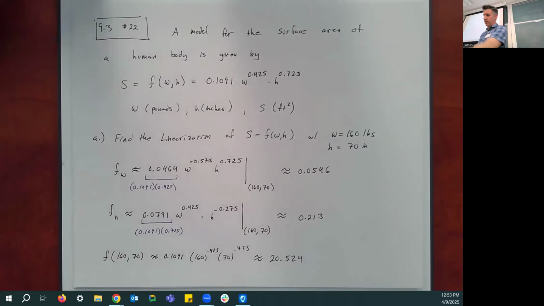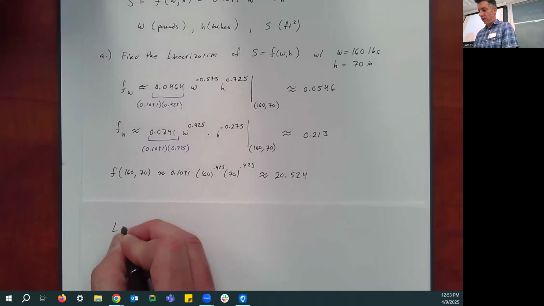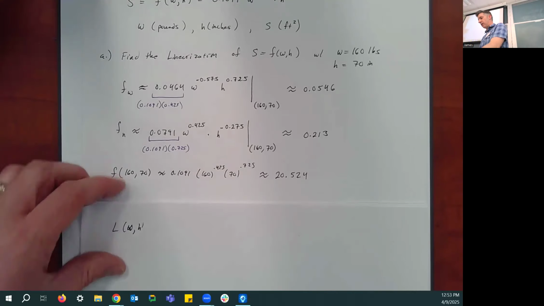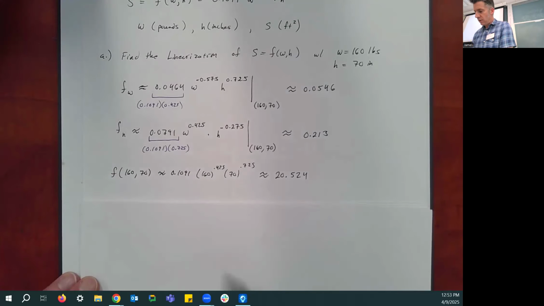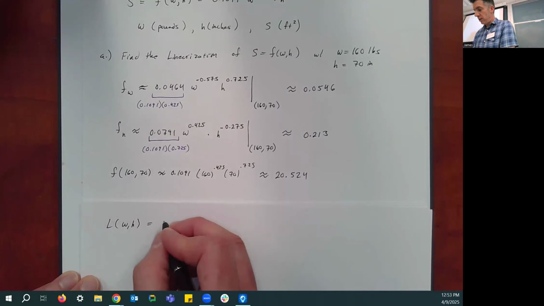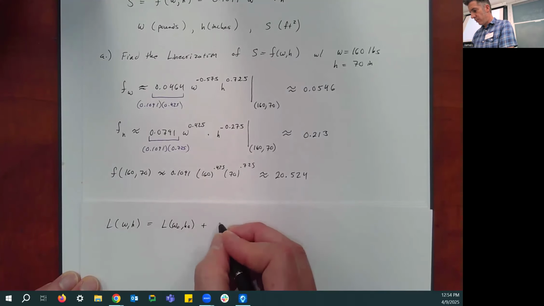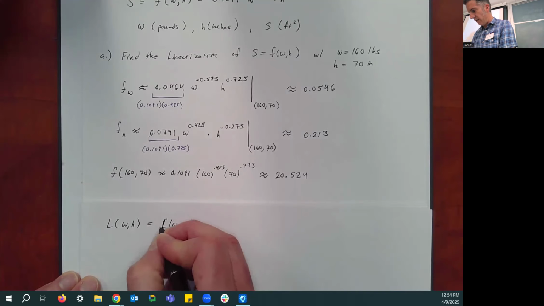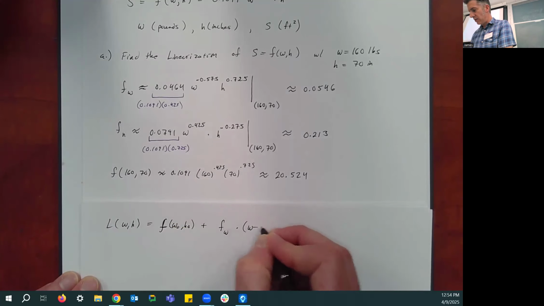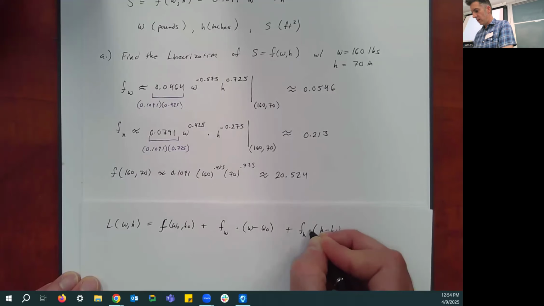So now we'll write the linearization. Our linearization, again, this is really just throwing it all in the formula. The linearization of, I shouldn't be using X, I should be using W comma H. Let's just write that again because that looks terrible. The linearization of W comma H is going to be our L of W naught, H naught, plus F of W naught comma H naught, plus our partial with respect to W times W minus W naught, plus our partial with respect to H times H minus H naught. And then we're just going to plug in the numbers.